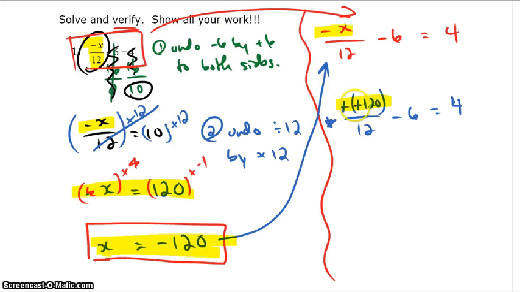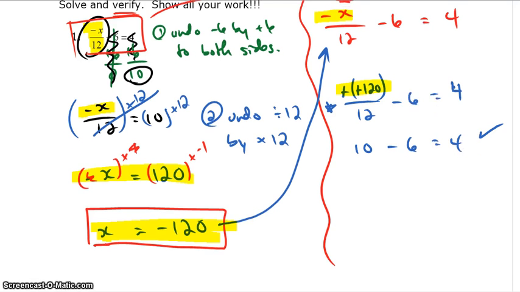Back over here now, we've got 120 divided by 12, so that is 10. 10 minus 6 equals 4. Yes, it checks. We get the right answer, and our signs are all good, so we know we did our math right. We know this is correct.